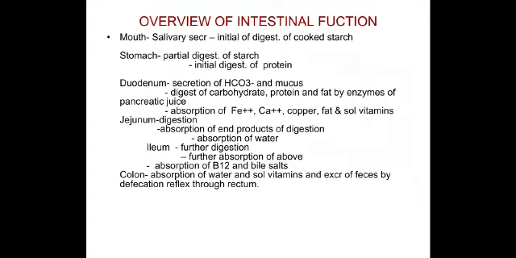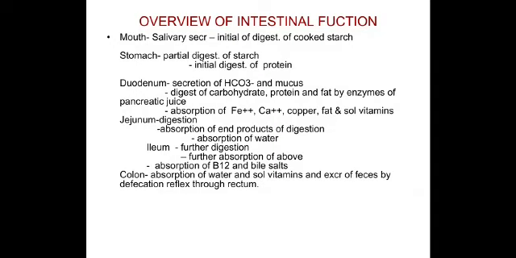An overview of the intestinal function: saliva is secreted in the mouth, which enhances the digestion of cooked starch. Stomach, wherein the digestion of protein starts with the involvement of pepsin, which is converted from pepsinogen in the presence of hydrochloric acid. And the duodenum, which secretes bicarbonate and mucus from the Brunner's glands, and which enhances digestion of carbohydrates, proteins, and fat by enzymes of pancreatic juice. In the duodenum there is also absorption of iron, calcium, copper, fat, and soluble vitamins.